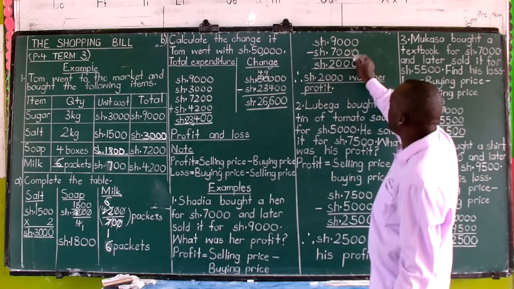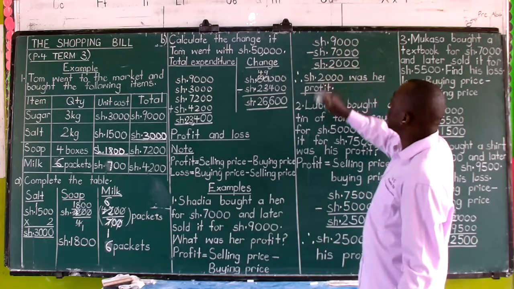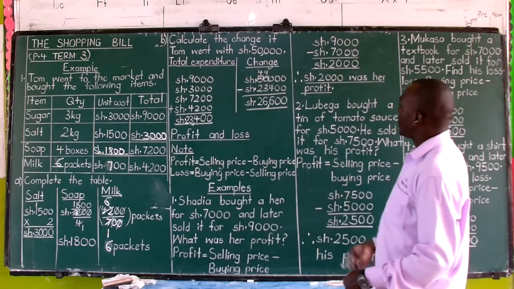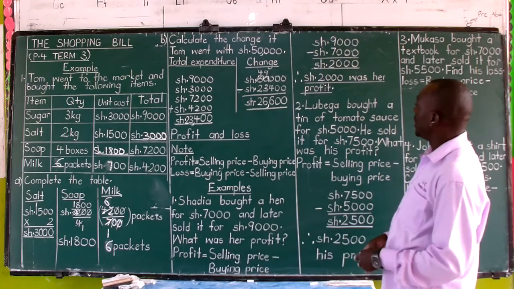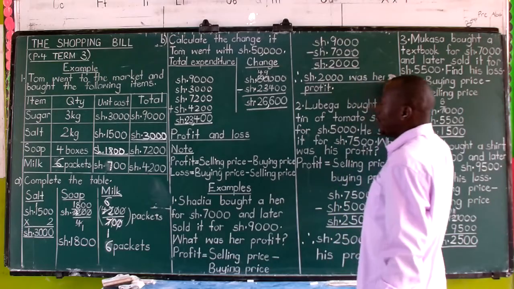0 minus 0 is 0, and these zeros as well. Then 9 minus 7 we get a 2. So answer in shillings: Shadia got a 2,000 shilling profit. That's the way we answer.